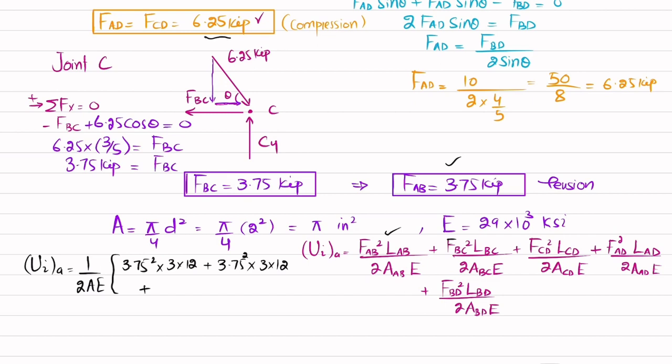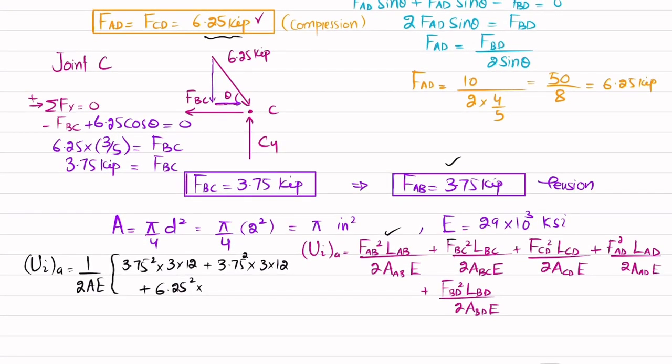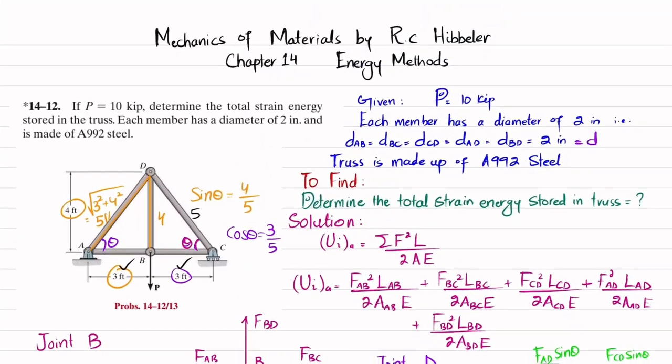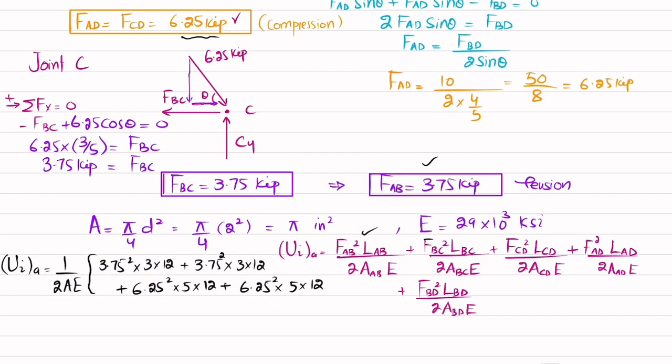F_CD is, you can see this is 6.25. So 6.25 square multiplied by length of CD. CD is 5, this is hypotenuse 5. So 5 multiplied by 12. Why 12? We are converting feet into inch. Clear? Plus FAD. FAD is also 6.25. So 6.25 square multiplied by length will be also 5 multiplied by 12. Let me show you FAD. This is also 5. We will left only BD, which is 4, plus FBD.